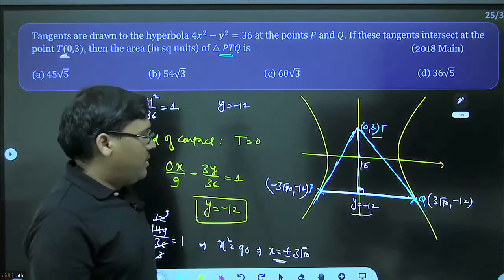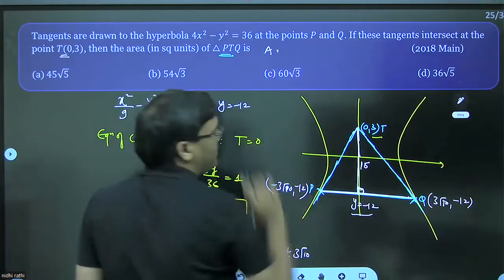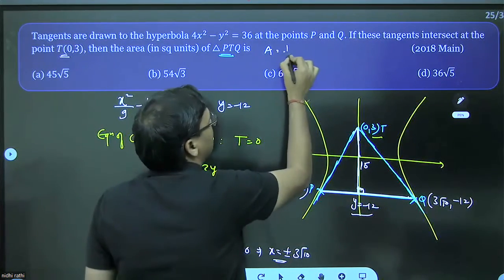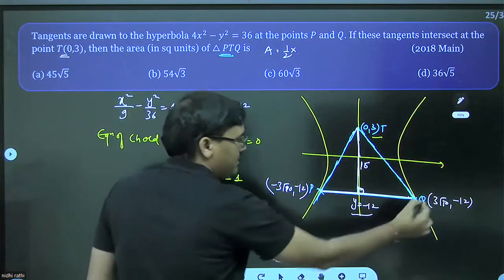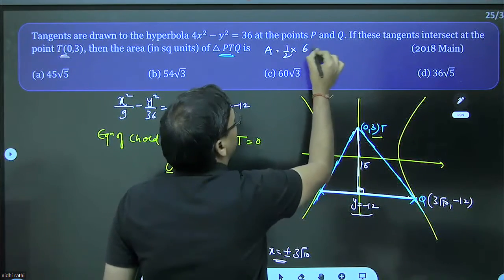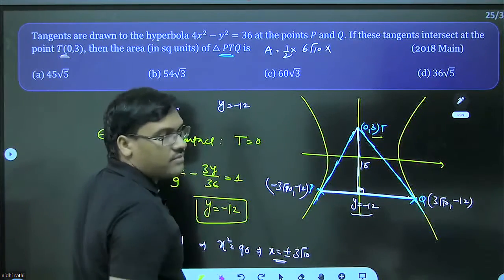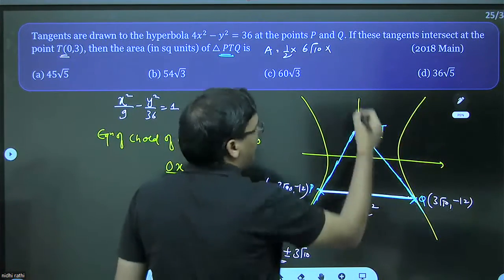Now, what is the area? We can write the required area as half times base times height. What is the base? The base is this length, which is 6 root 10. You can see the total distance is 6 root 10. And the height is 15.